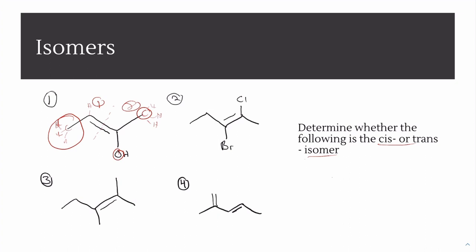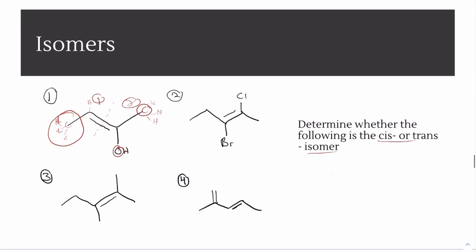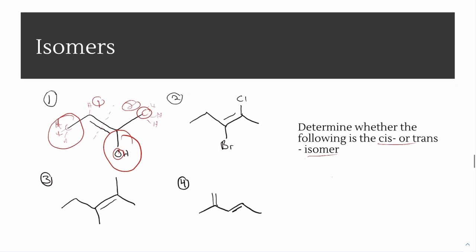So when I look on the periodic table, whichever one weighs the most is going to be my bigger group. You'll actually find that oxygen is heavier than carbon. So that would make that the biggest group. So if I looked across this bond parallel now instead of perpendicular, you'll notice that they're on the same side. So this is going to be the cis form of that compound, okay? That's what they're talking about.